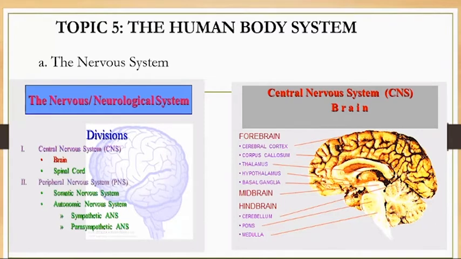Another is the peripheral nervous system, with the somatic nervous system and the autonomic nervous system. Under that, we have the sympathetic and parasympathetic. We will have illustrations of those later. Another very important part of the central nervous system is the forebrain. And our brain restores memories.